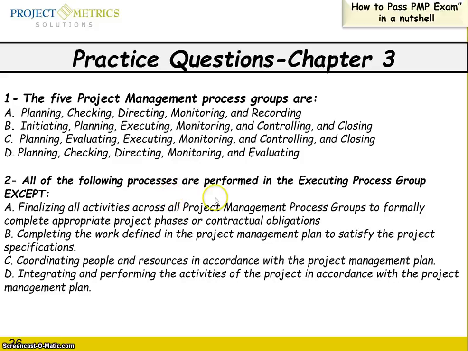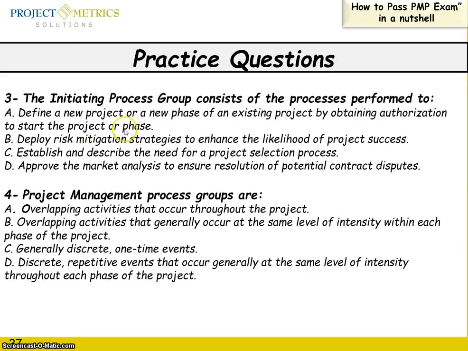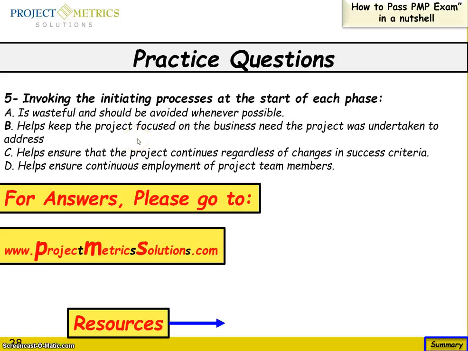For the second question, when you perform the executing process group, you do this except what? This word "except" you will find a lot in the exam. The third question is about the initiating process group, which consists of the processes performed to do what, right? So this is the main thing about the questions. Just read it, look at it, and it will show you, if you pass all of them, what your level of understanding is of chapter one, chapter two and chapter three.